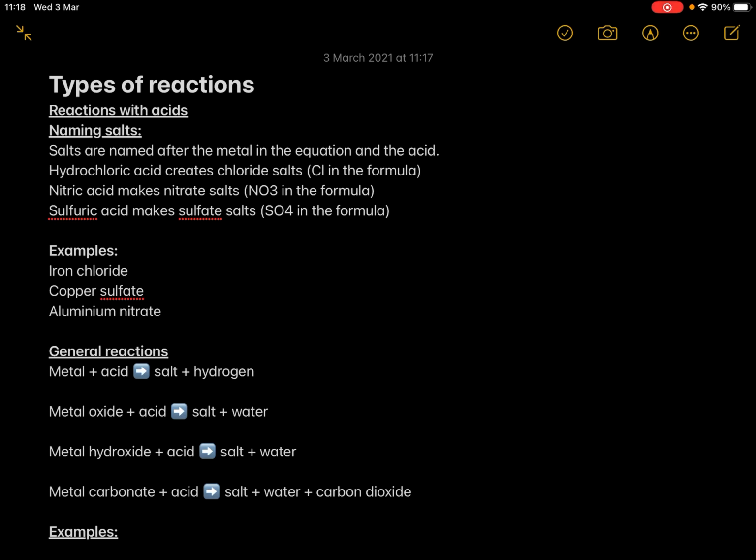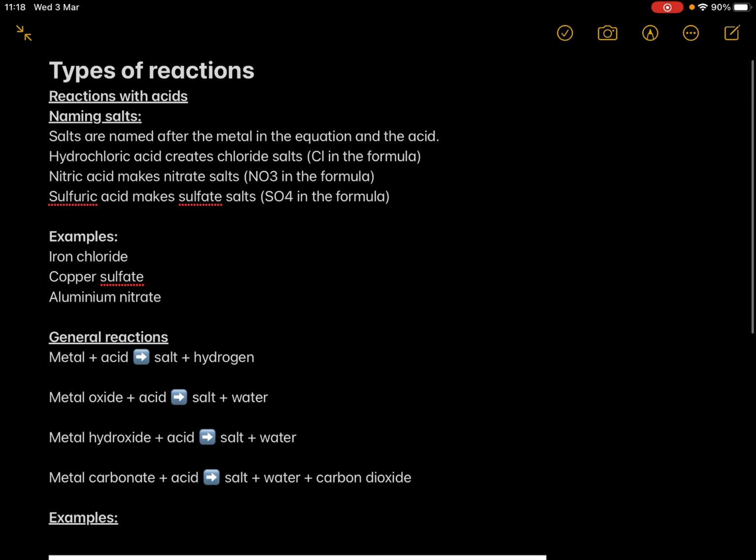So, first thing I've talked about is naming salts. In all of the general equations which I've written here, you'll notice that I've written salt and hydrogen. Now you can't write in an exam salt generally, you have to name it. So the way we name it is we take the name of the metal, so for example iron or copper or aluminium, and we look at which acid it's reacting with. And we take the end of the salt name to be the type of acid. So hydrochloric acid creates chloride salts. Nitric acid makes nitrate salts. And sulfuric acid makes sulfate salts.